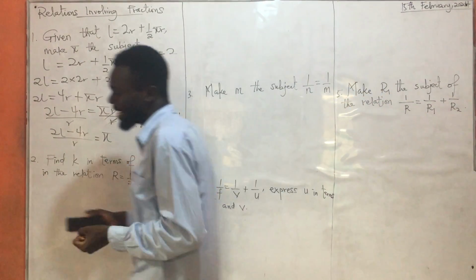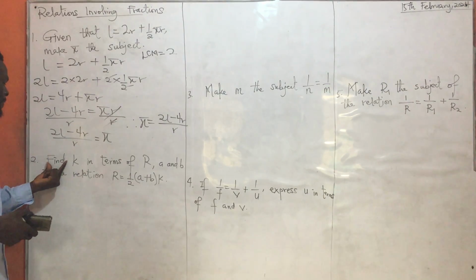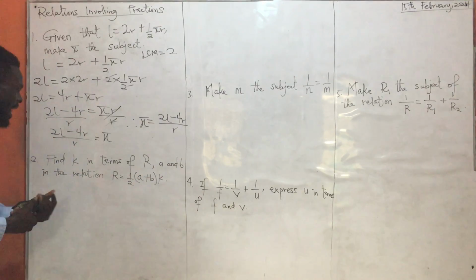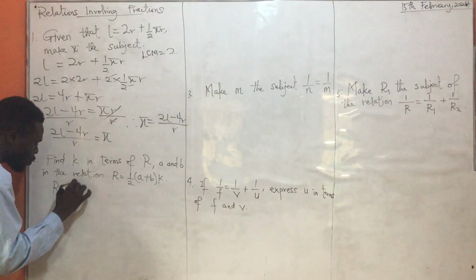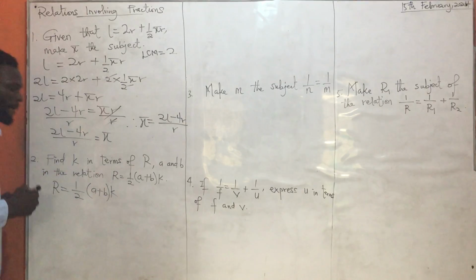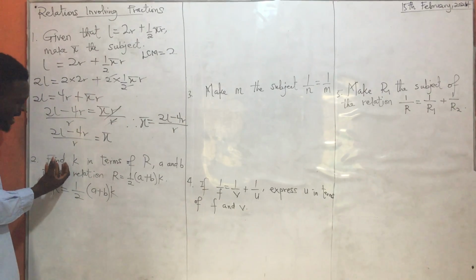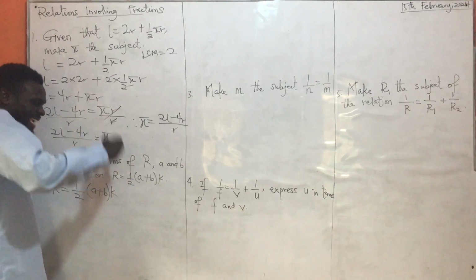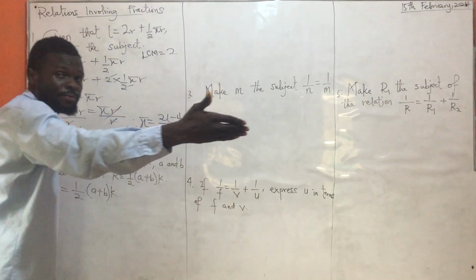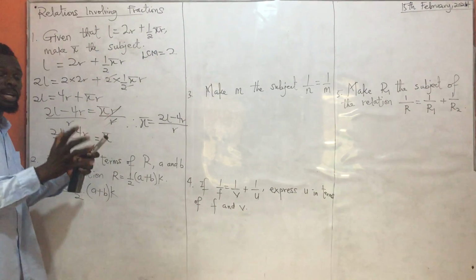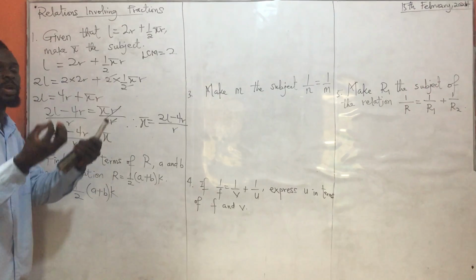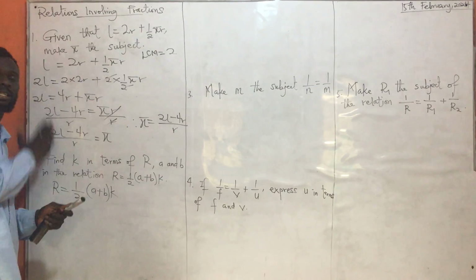Good. Now let's look at the other example. Find k in terms of R, A, and B in the relation R is equal to 1 over 2 bracket of A plus B, K. Now, whenever a question is given like this, find k in terms of, or find an unknown in terms of any value, all it simply means is that you are solving for k. You are making k the subject. We are going to let the k stand alone at one side of the equation.